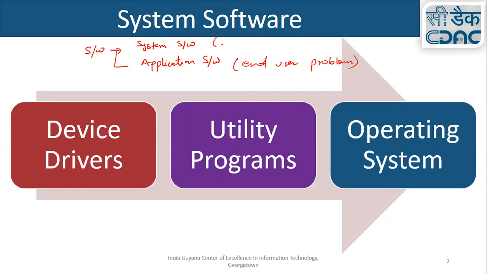And system software is related to the system problem, the computer system. This system software can be divided into three types. One is device drivers, an important category. The next ones are utility programs and operating system.